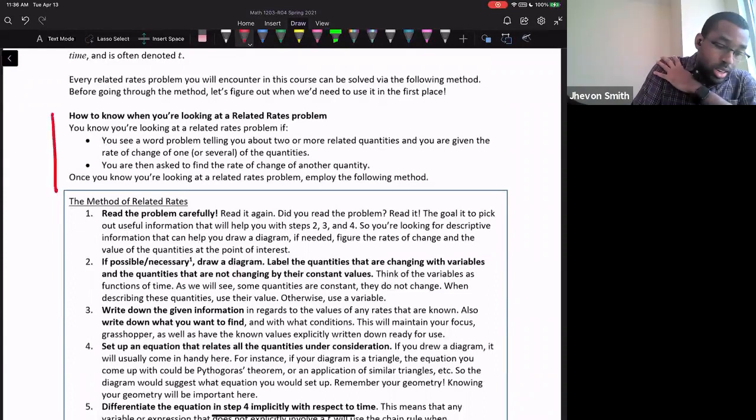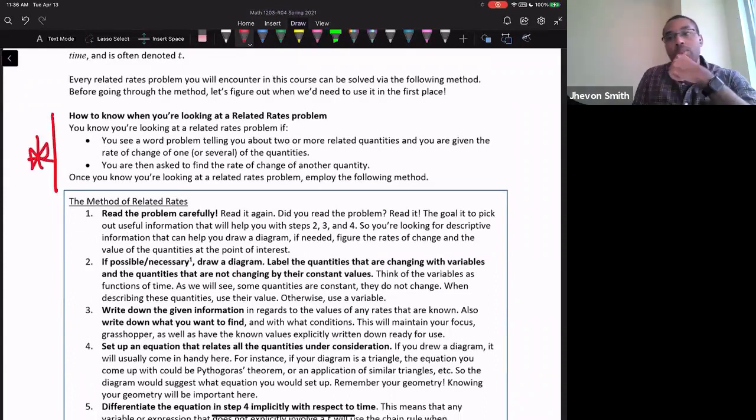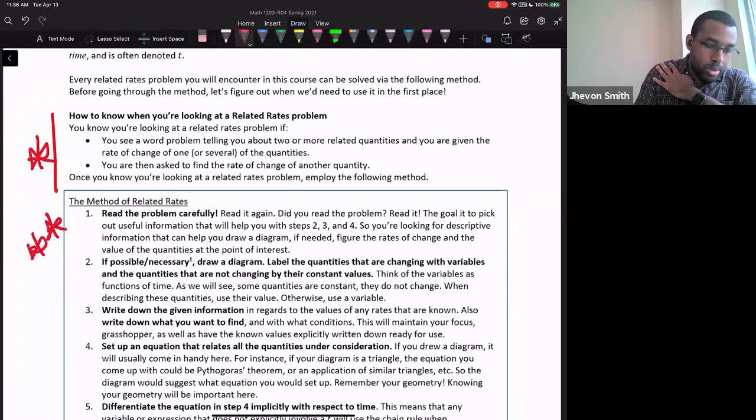Of course, you do need to know when you're being faced with a related rates problem. What I just said is what's going to be described. You are going to be told about several related quantities, and you're going to be given the rate information of several of them, not all of them. And then you're going to be asked to find the rate of change of one of them that you weren't given. Now, once you recognize that you're looking at a related rates problem, you move on to the 6-step method. Method for related rates, always use this.